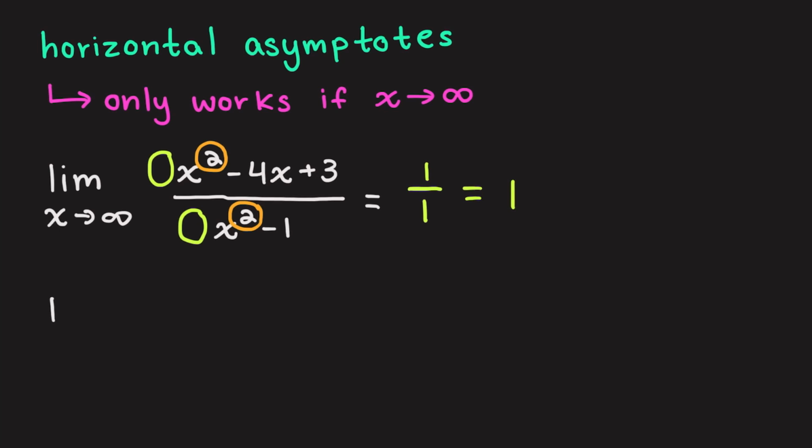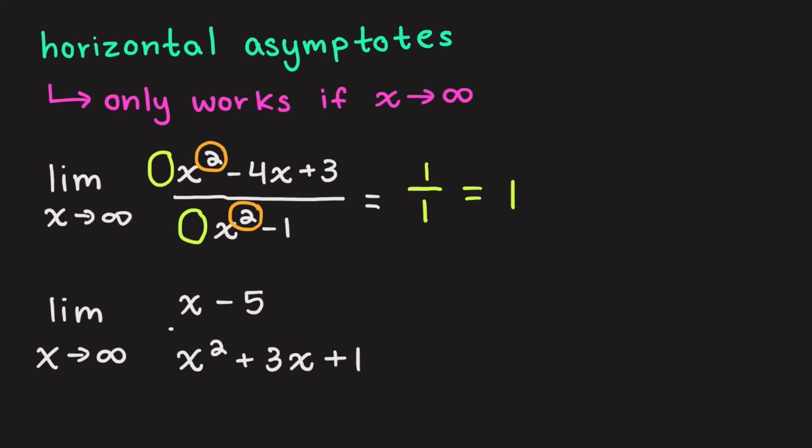The next problem is the limit as x goes to infinity, and the function is x minus 5 all over x squared plus 3x plus 1. So here the degree of the numerator is smaller than the degree of the denominator, so we know that the limit is equal to 0.